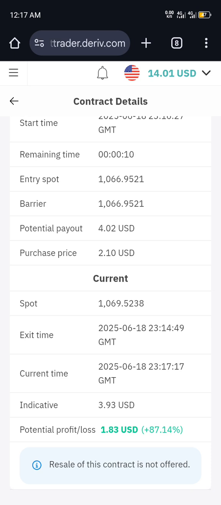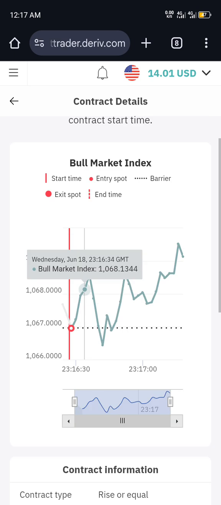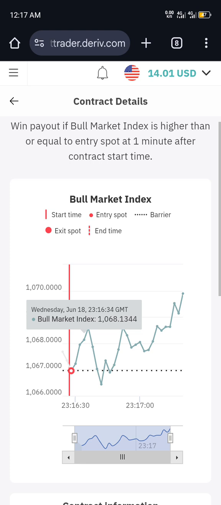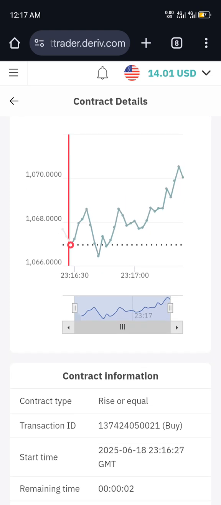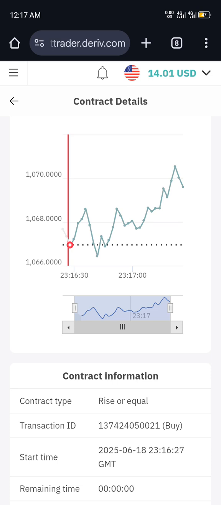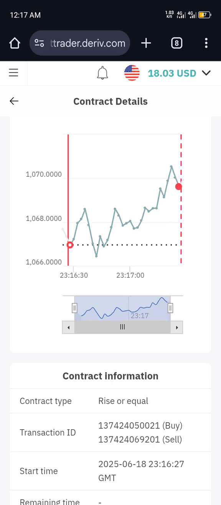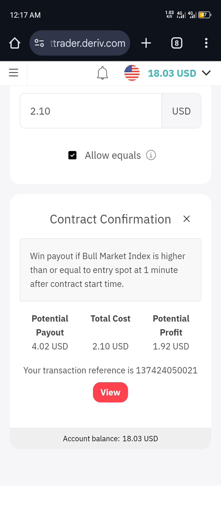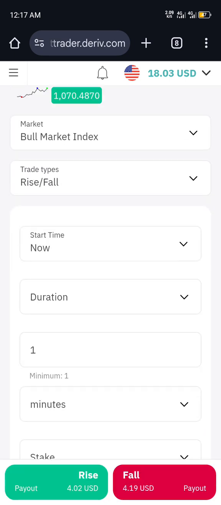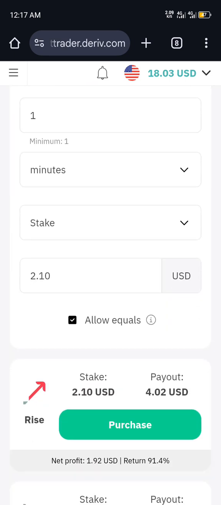You have to wait to finish. It's moving in our favor. Okay, we have recovered at the fourth stage. So when we recover at the fourth stage, we move to the third stage, which is also $2.10. If we get it correct, then that means we've recovered the previous ones.